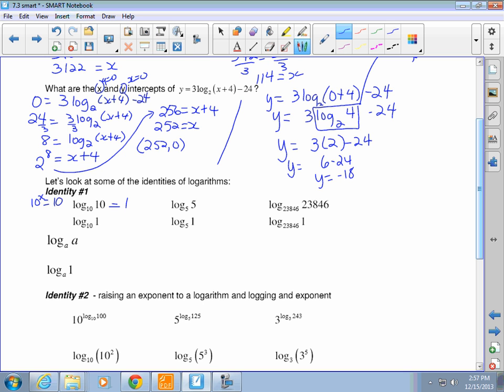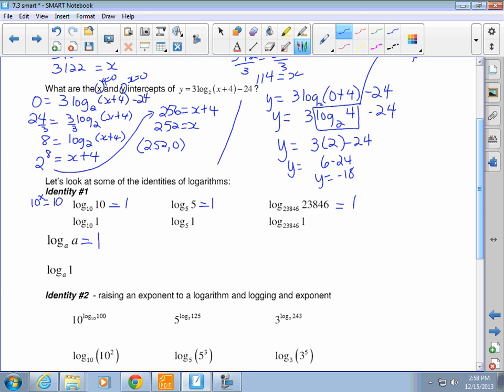So log base 5 of 5: 5 to the power of what gives you a 5? That's a 1. Log base 23,846 of 23,846 is a 1. So you can see there's a little bit of a pattern here. When the base and the y value are the same, then your answer is just going to be 1.